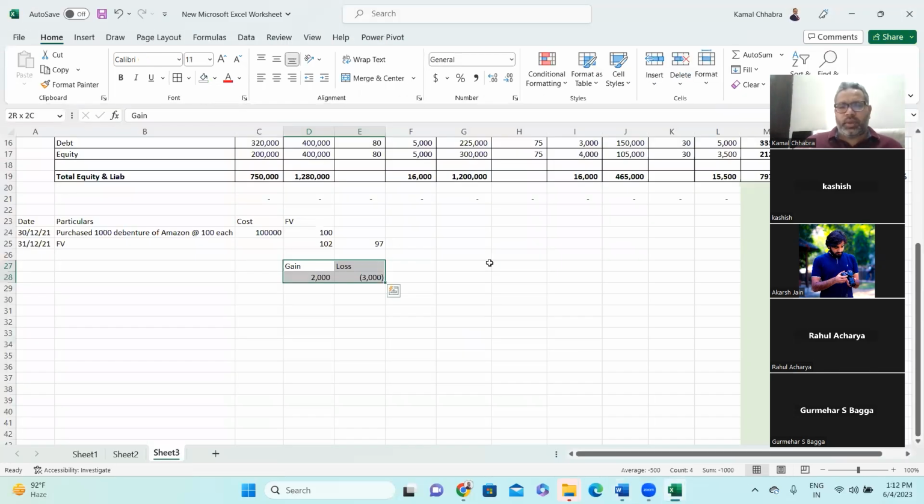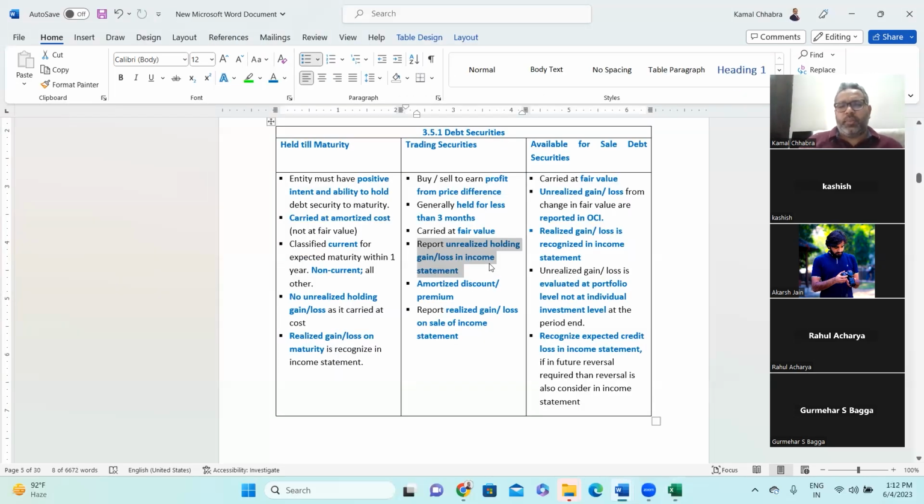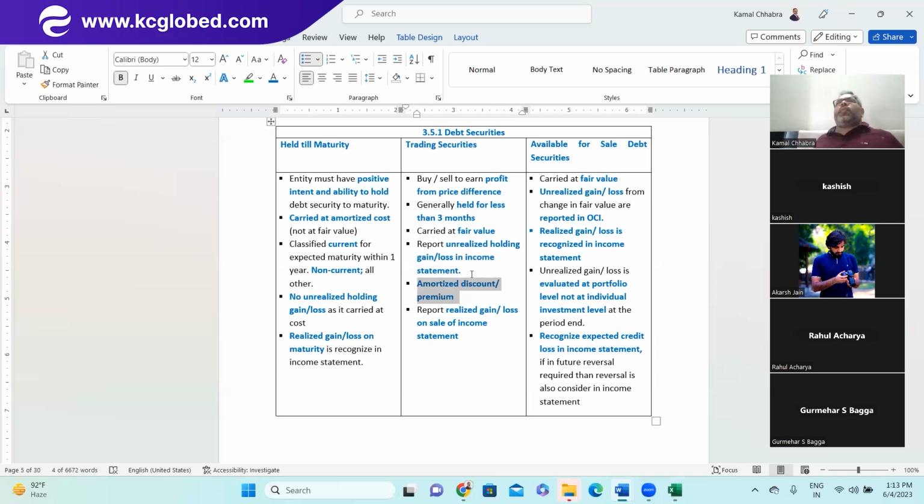So in this case, you will be reporting this unrealized holding gain and loss in the income statement. Make sense? Yes sir. The second point mentioned here is amortization of discount or premium. Have you heard about this term before, discount or premium? Yes sir.